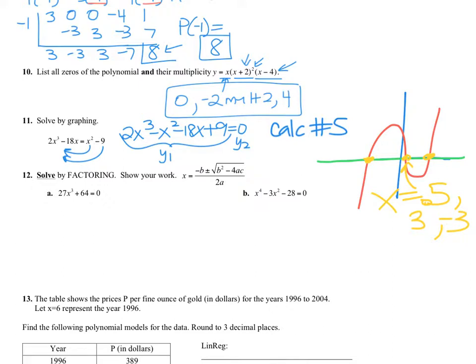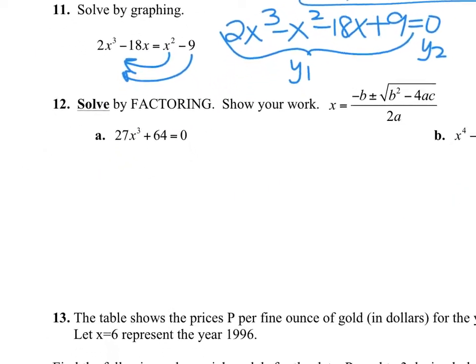Okay, you did this last chapter. You did it with quadratics. Now we're doing it with higher degree polynomials. You're finding more zeros. Okay? All right, we got to move.